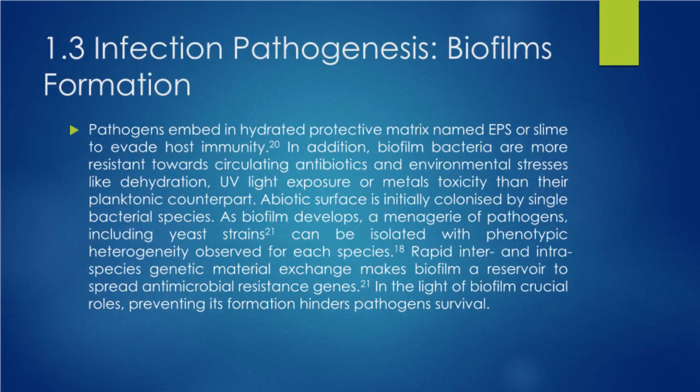Pathogens embed in a hydrated protective matrix named EPS or slime to evade host immunity. In addition, biofilm bacteria are more resistant towards circulating antibiotics and environmental stresses like dehydration, UV light exposure or metal toxicity than their planktonic counterparts. An abiotic surface is initially colonized by a single bacterial species. As the biofilm develops, a menagerie of pathogens, including yeast strains, can be isolated, with phenotypic heterogeneity observed for each species. Rapid inter- and intra-species genetic material exchange makes biofilm a reservoir to spread antimicrobial resistance genes. In light of biofilm's crucial roles, preventing its formation hinders pathogen survival.